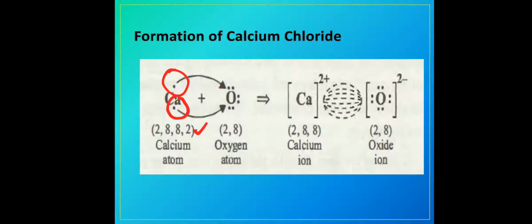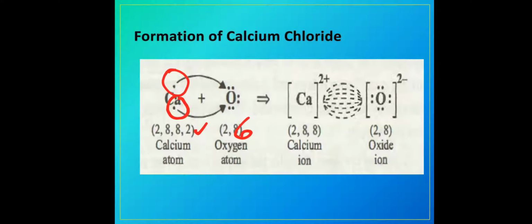It's not 8 here, there's a mistake in this. It is 2 and 6. Okay, 2, 6. And that is why it has 6 electrons in its valence shell. And in this case, calcium loses 2 electrons.